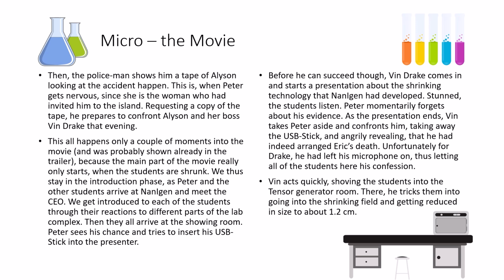As the presentation ends, Vin takes Peter aside and confronts him, taking away the USB stick and angrily revealing that he had indeed arranged Eric's death. Unfortunately for Drake, he had left his microphone on, thus letting all of the students hear his confession. Van acts quickly, shoving the students into the tensor generator room. There, he tricks them into going into the shrinking field and getting reduced in size to about 1.2 centimeters.